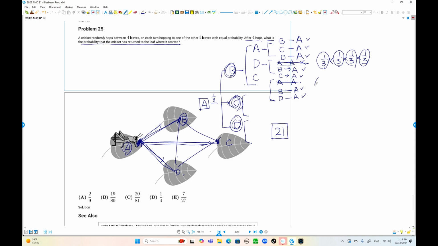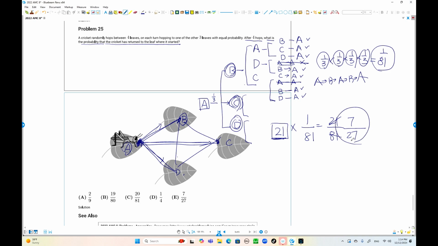Okay? So A, for example, A, B, A, right? From here to here, 1/3, here to here 1/3, here to here 1/3, here to here 1/3. Total is how much? 1/81, isn't it? But there are 21, they are all the same situation. They are all the same number, okay? So 1/81 times 21 equals 21/81, okay? That's the answer. So simplify, right? Divide by 3 is 7, divided by 3 is 27, okay? So 7/27 is the answer, okay?